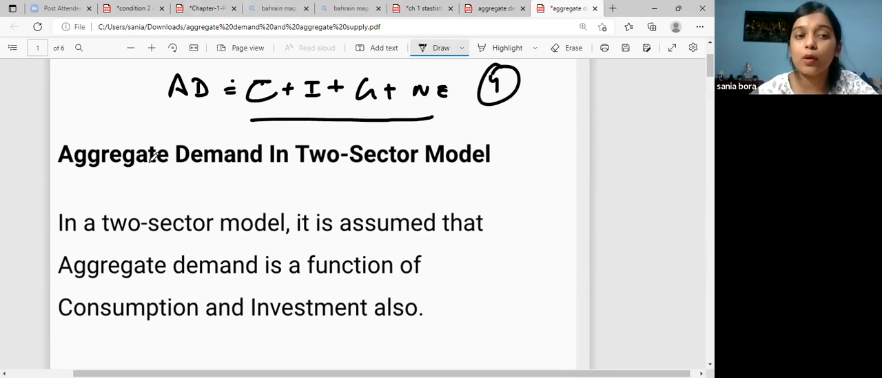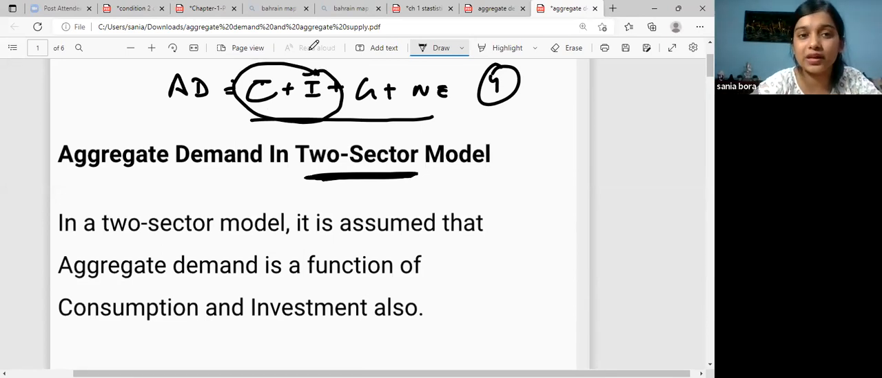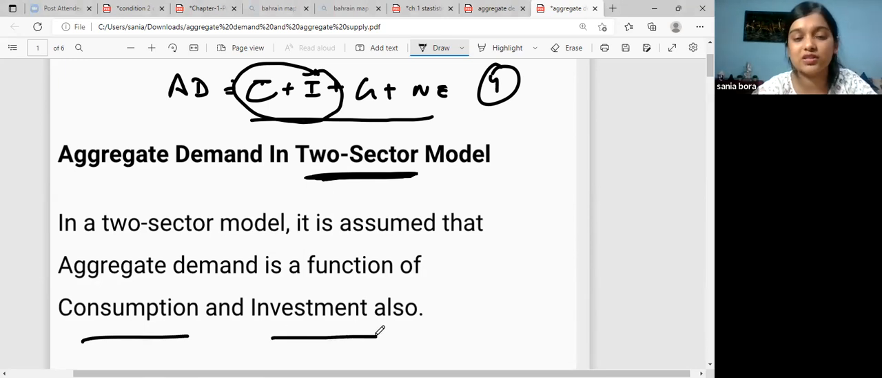But when we talk about aggregate demand in the two sector model, you are going to take only two. If I ask you what are the components of aggregate demand, you will say there are four: C plus I plus G plus NE, which is private expenditure, investment expenditure, government expenditure, and net export. But if I ask you what is aggregate demand in a two sector model, you will say that it is assumed that aggregate demand is a function of consumption and investment. So here you only tell me consumption, private consumption, and investment.